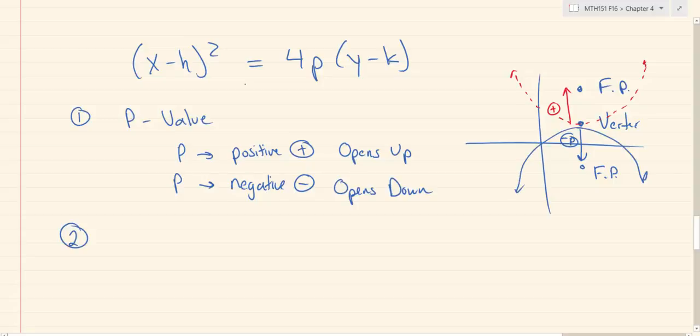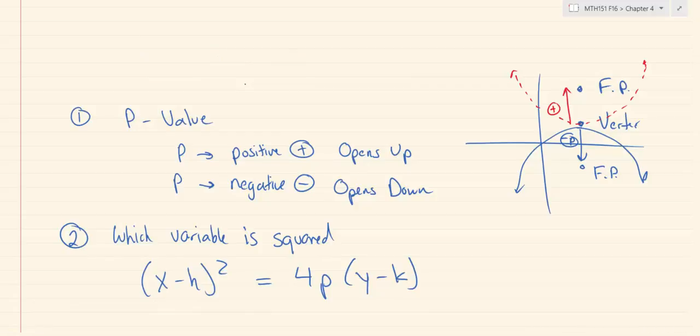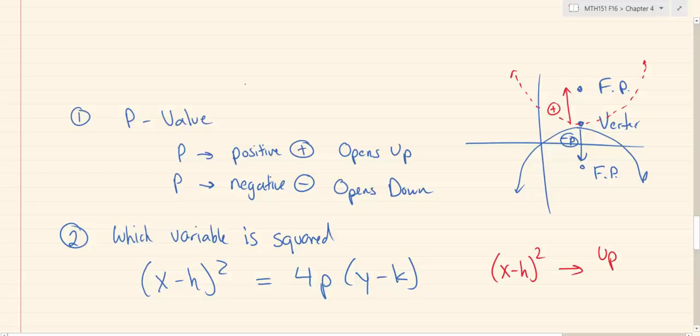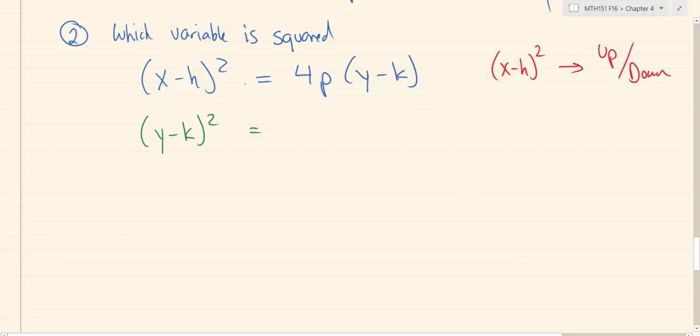The second thing involves, we're going to call this, which variable is squared. So in our standard equation, x was the squared variable. So if you have x minus h squared, then your parabola opens up or down. There is another version of this equation that looks like this: y minus k squared equals 4p times x minus h. And in this case, y minus k is what is squared.